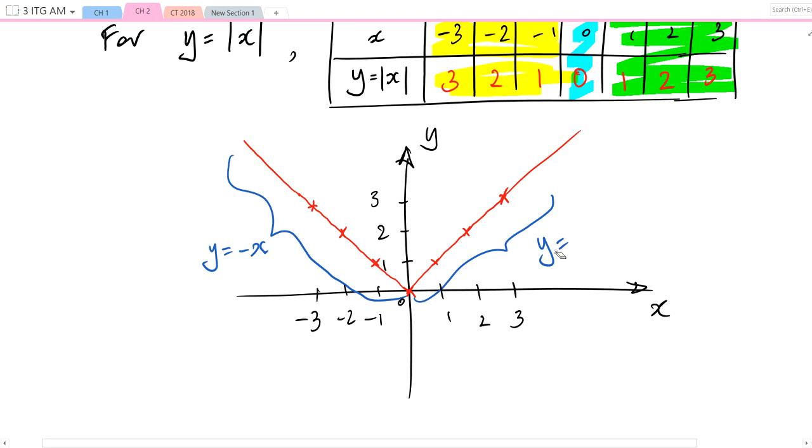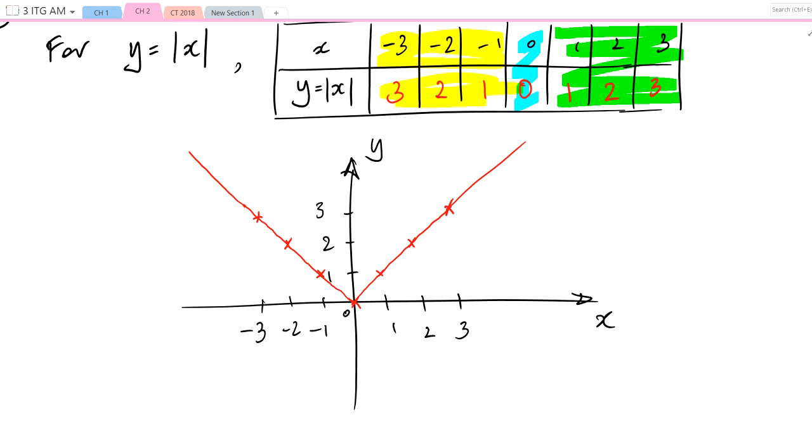Now, if we look at a combination of these two red lines, we say that this is the graph of y equals modulus of x. And this is our final graph. Do we always have to plot in order to be able to sketch a graph? We don't have to. In fact, there's a relationship between this final graph and the graph of y equals x.